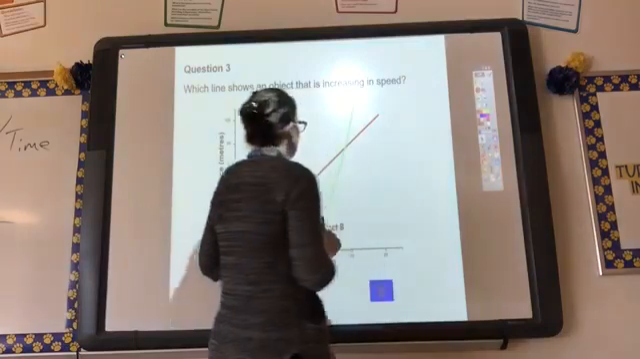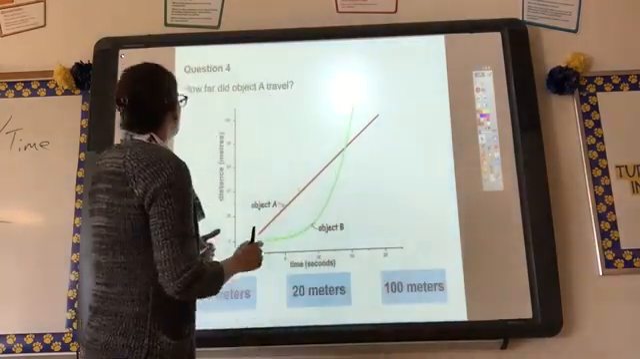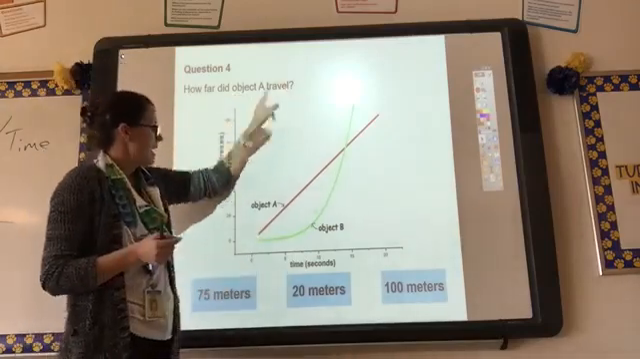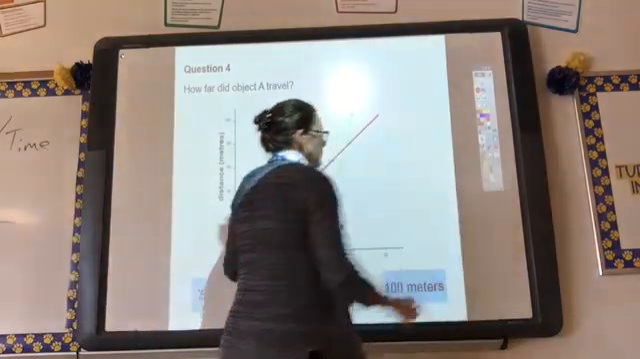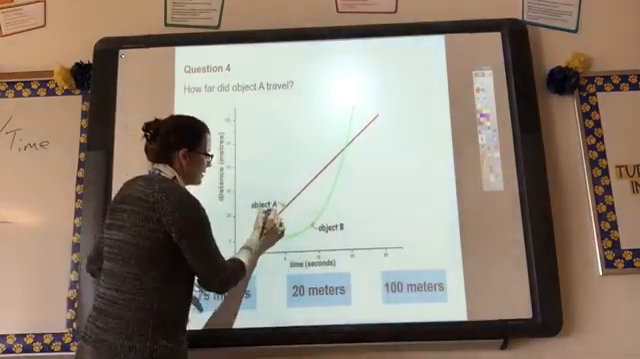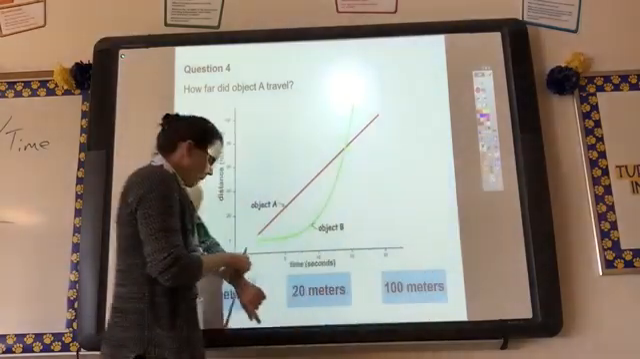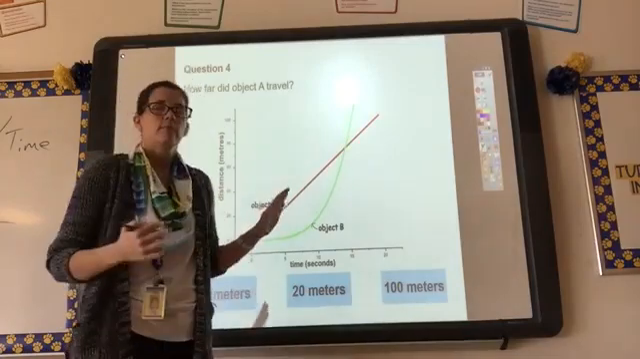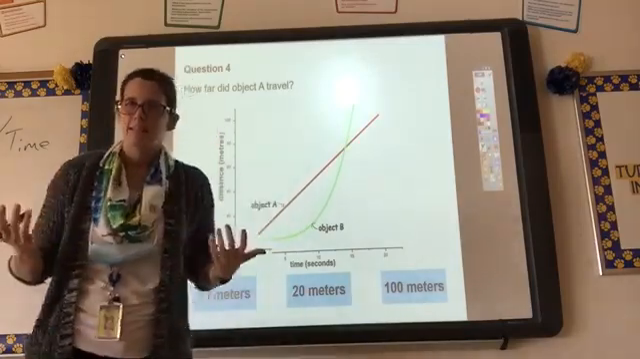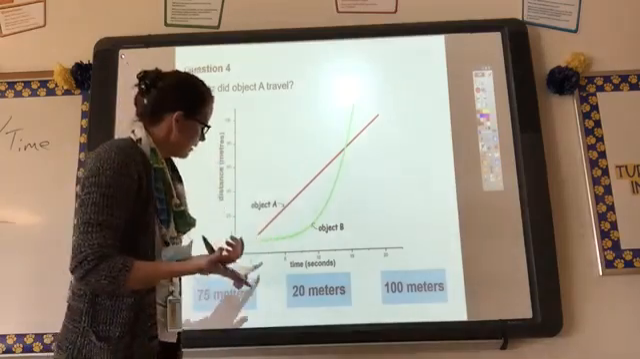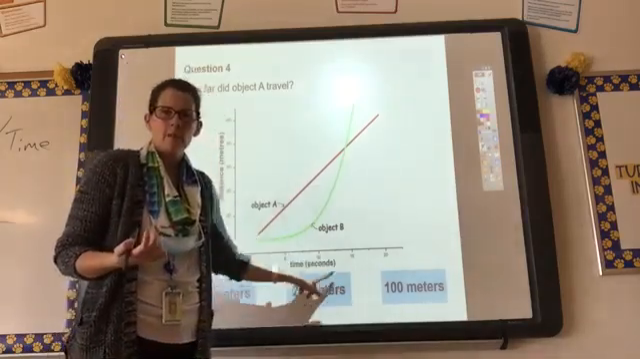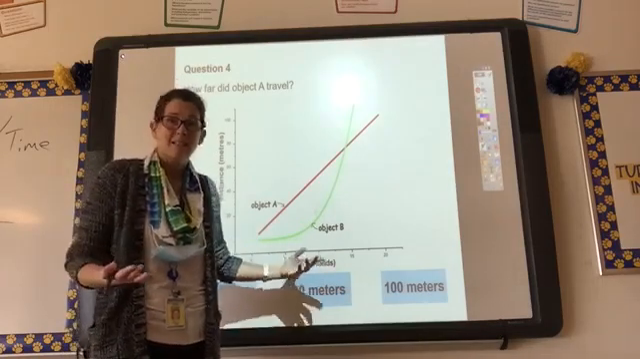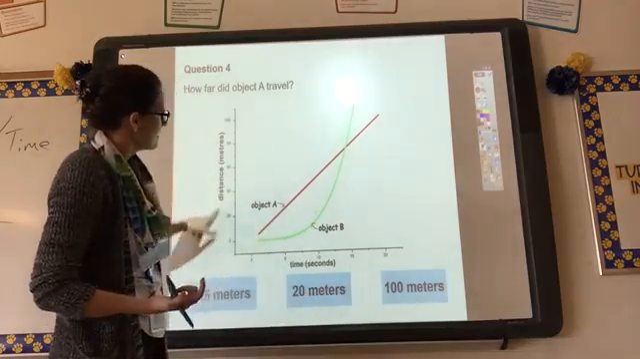Let's see, what do we have next? All right, question number 4 says, how far did object A travel? Well, object A is this red line right here. We need to know how far it traveled, okay? So how could we figure this out? We want to know its distance. Would we look down here at the bottom? It says time in seconds at the bottom. That's not the question, right? The question is distance. How far did it travel? Well, here's our distance right here.